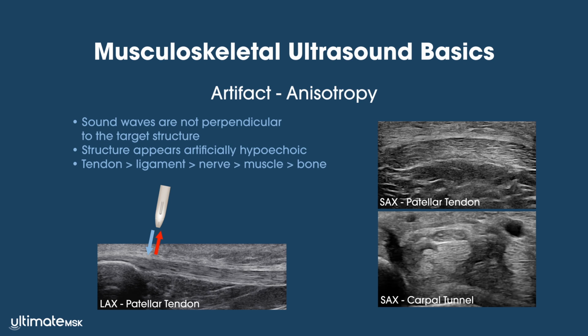Musculoskeletal ultrasound has many artifacts, but one of the most important is anisotropy. Anisotropy occurs when the ultrasound beam strikes a target structure at an angle other than perpendicular, causing the structure to appear artificially hypoechoic, or darker, on the image. This artifact can make a normal structure appear falsely pathologic. To avoid this artifact, it is important to adjust the transducer angle to maintain perpendicularity and ensure an accurate representation of the structure that is being imaged.